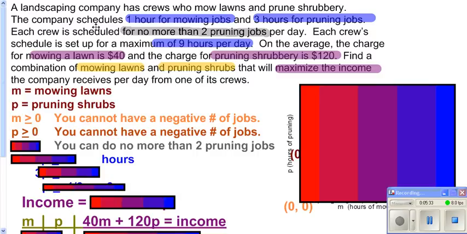Now, if you look up here in the gray, no more than 2 pruning jobs. So P is for your pruning jobs. You can't be more than 2, so that means P has to be less than or equal to 2.